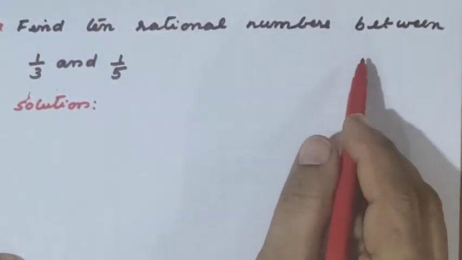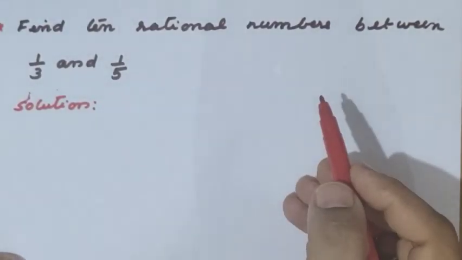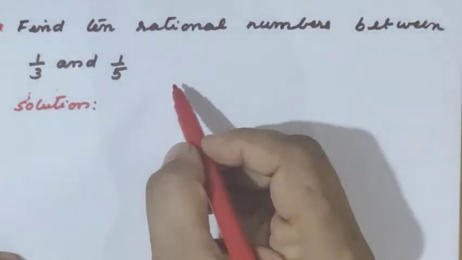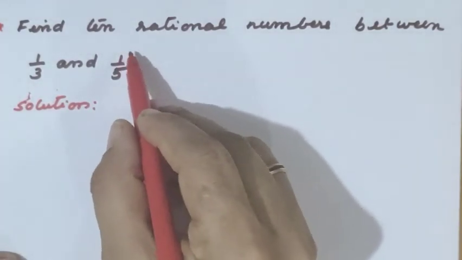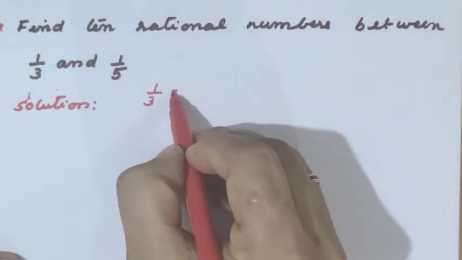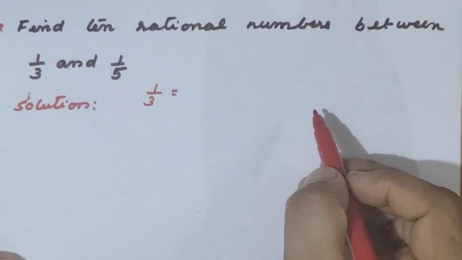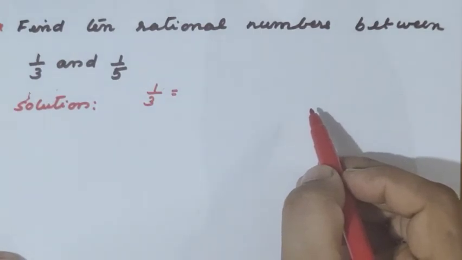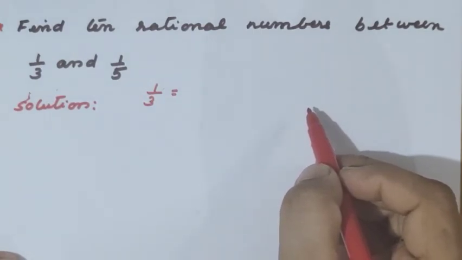Find 10 rational numbers between 1 by 3 and 1 by 5. Let us start the solution and see how many are possible. They are asked for 10. So 1 by 3 and 1 by 5. Compared to the last question, what is the difference here? We can see the denominator is different.